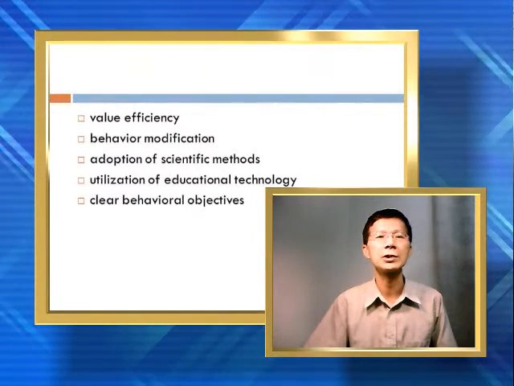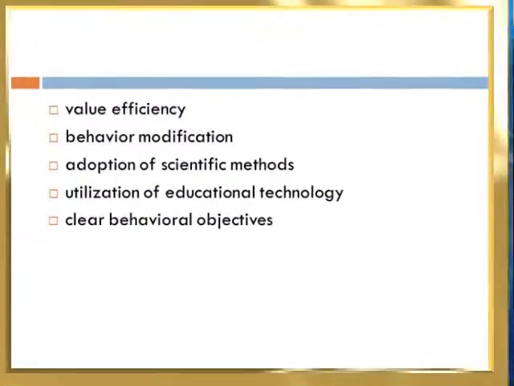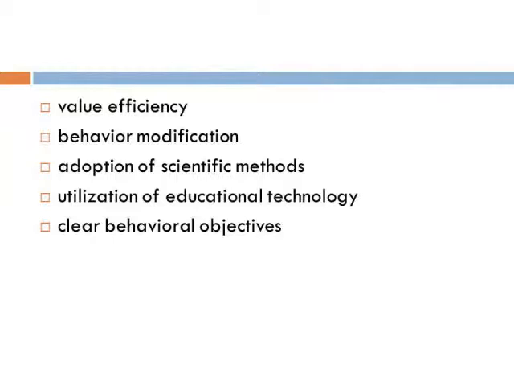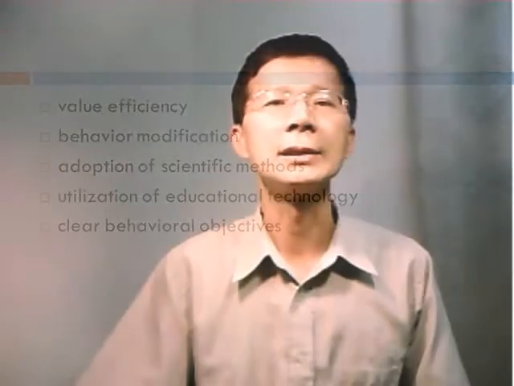The factory image. The student is viewed as raw material to be shaped and modeled into a desired product. As in the factory, cultural transmissionists particularly value efficiency, behavior modification, adoption of scientific methods, and utilization of educational technology with its clear behavioral objectives, all attempts to make the educational process more efficient. The factory image should not be understood to mean that education needs to be harsh, odious, or machine-like. It is the efficiency and scientific techniques of the factory that attract the transmissionists.